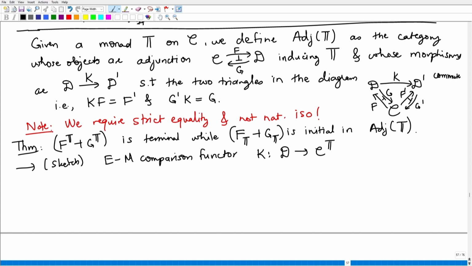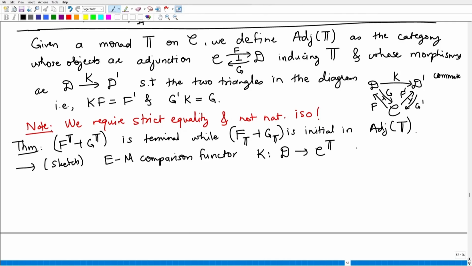What does this functor do? If you are given any object D, so you imagine that this D prime in this upper triangle is C^T. If there is an adjunction which induces the monad T, then we have to map that D into C^T in such a way that everything commutes. Okay. Any guesses? So I want to define K on objects. What should it be? Look at the triangle. You want to describe an algebra on some appropriate object.